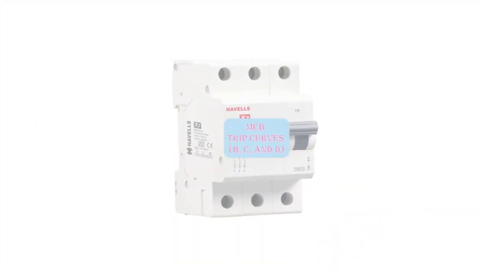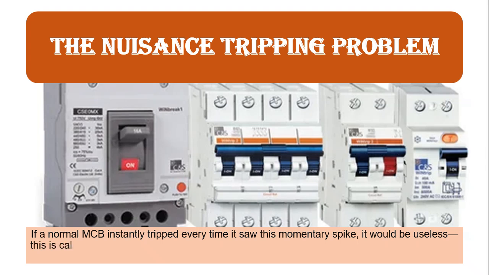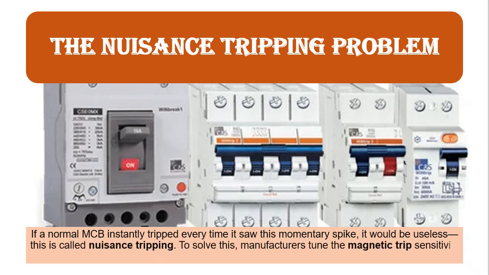The nuisance tripping problem. If a normal MCB instantly tripped every time it saw this momentary spike, it would be useless. This is called nuisance tripping. To solve this, manufacturers tuned the magnetic trip sensitivity using trip curves.